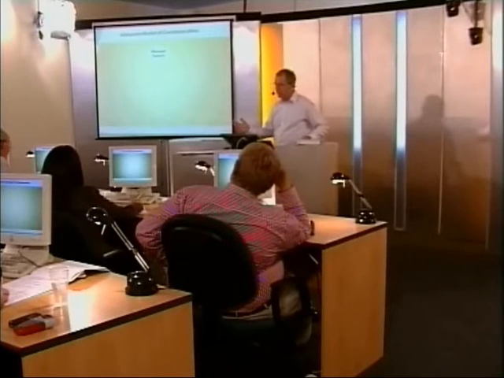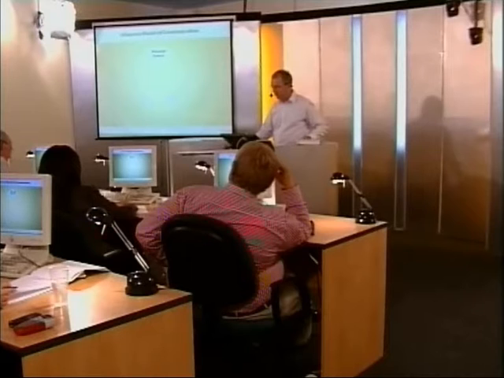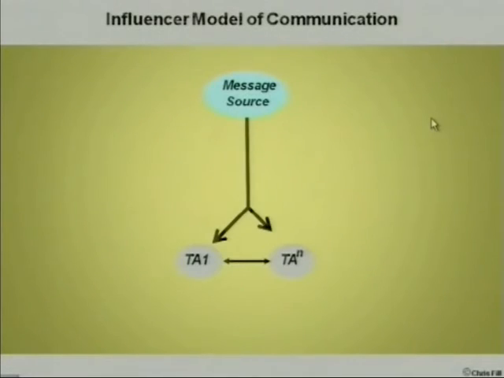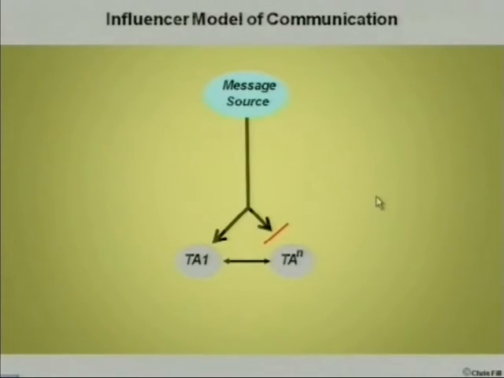I'm now going to introduce the influencer model, where we have a message source that sends communications to target audience 1, target audience TN. Now, the message goes in the one-way model from the source to target audience 1, but unfortunately, some of the audiences don't receive that message. The message is interrupted. It's blocked. They don't receive it from the source. What they do is perhaps receive messages from influencers.